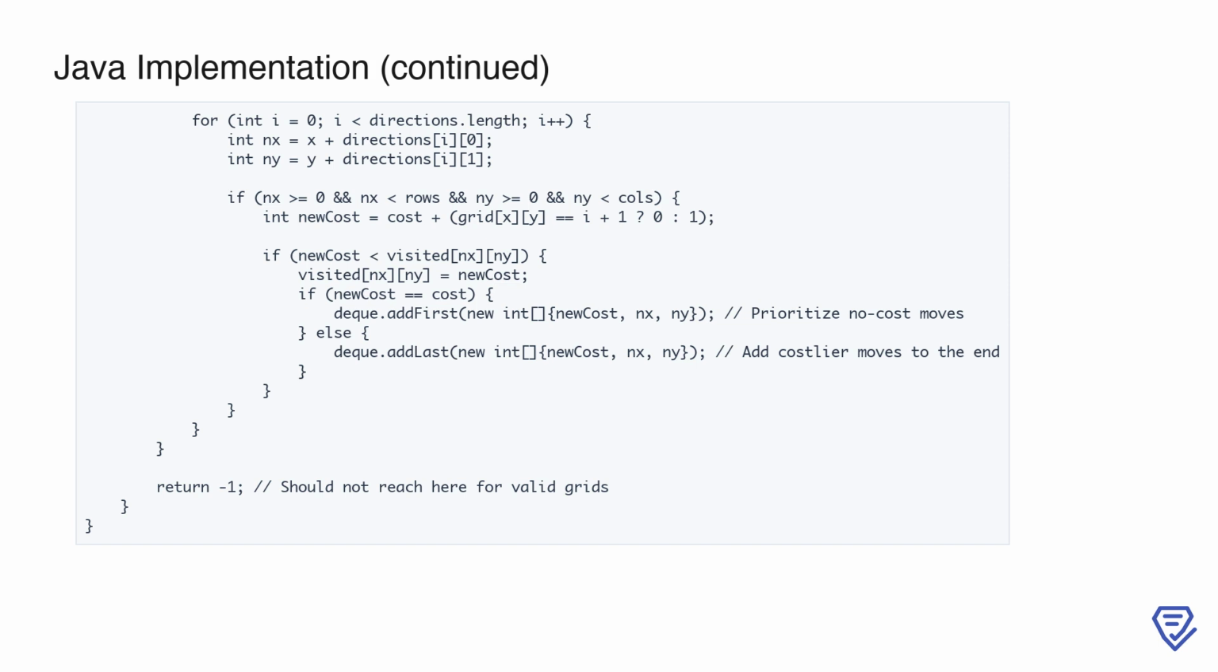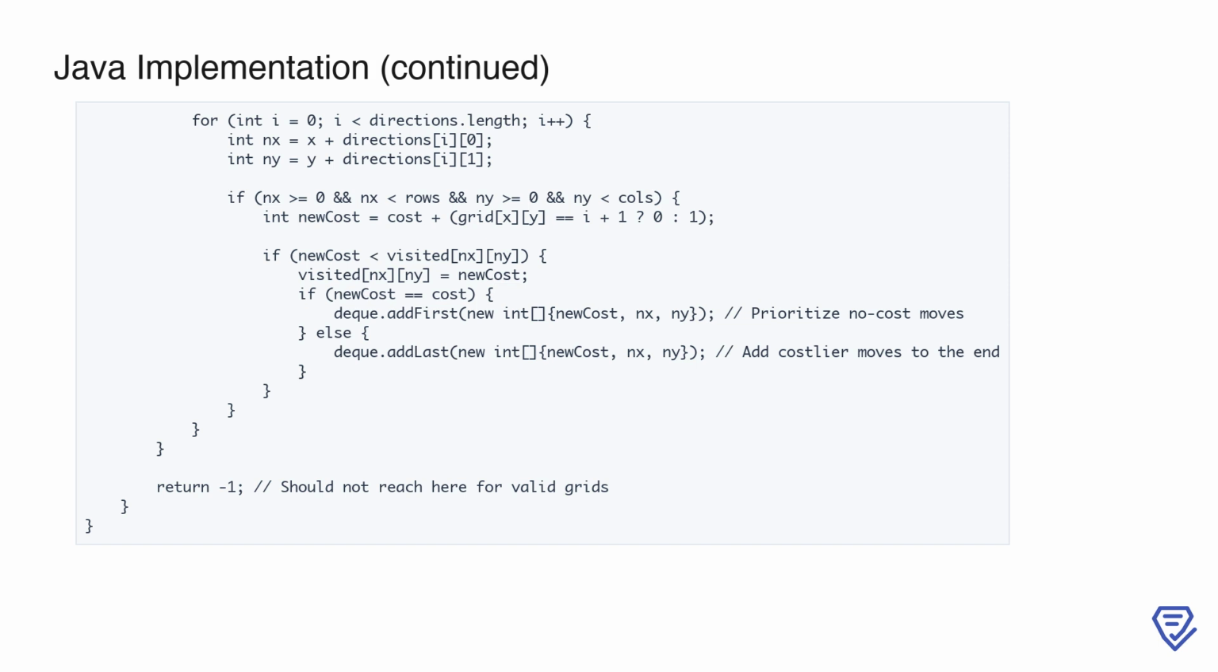If this newly calculated cost is less than the cost recorded in the visited matrix for the neighbor, we update it and decide where to place the neighbor in the deque. If the move has no additional cost, the neighbor is added to the front of the deque to prioritize it. Otherwise, it's added to the back, ensuring costlier moves are processed later.